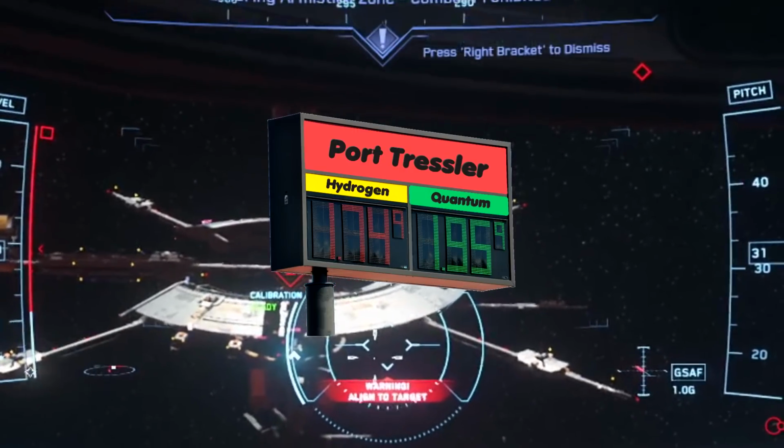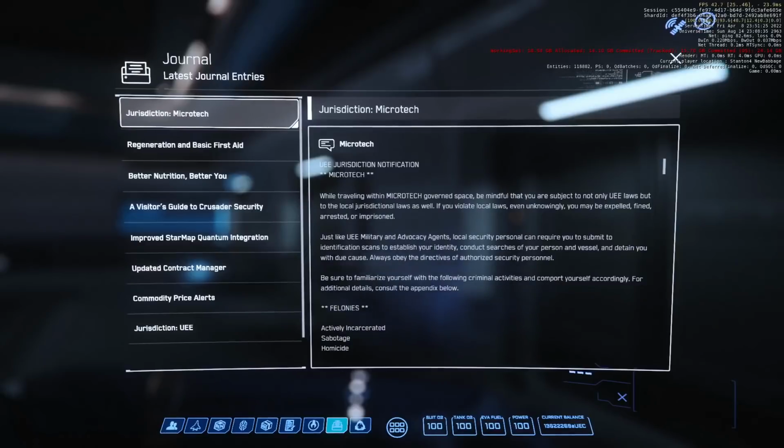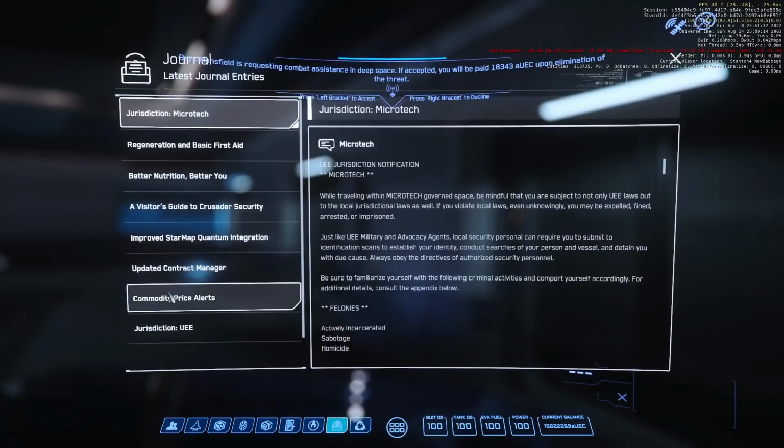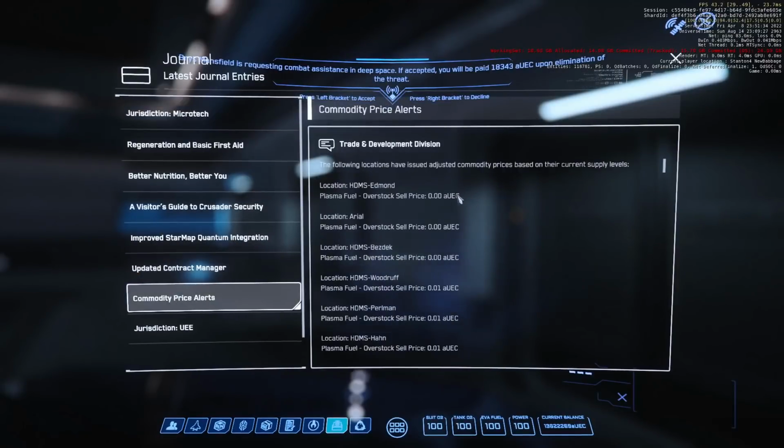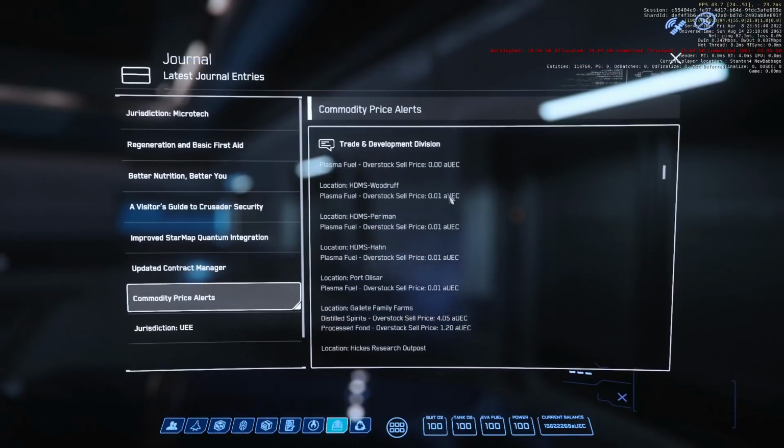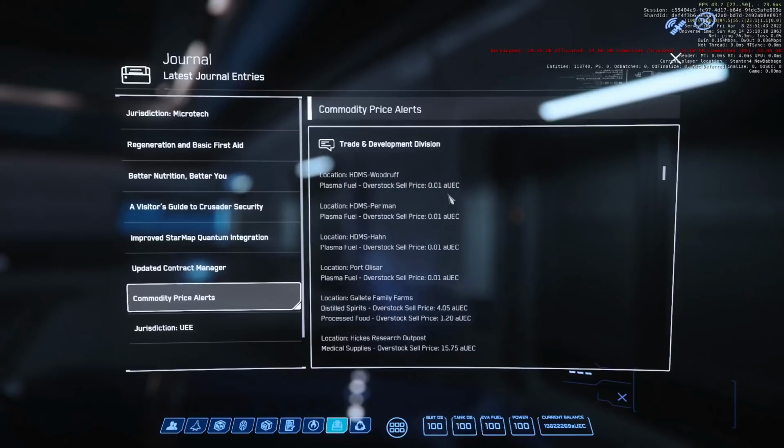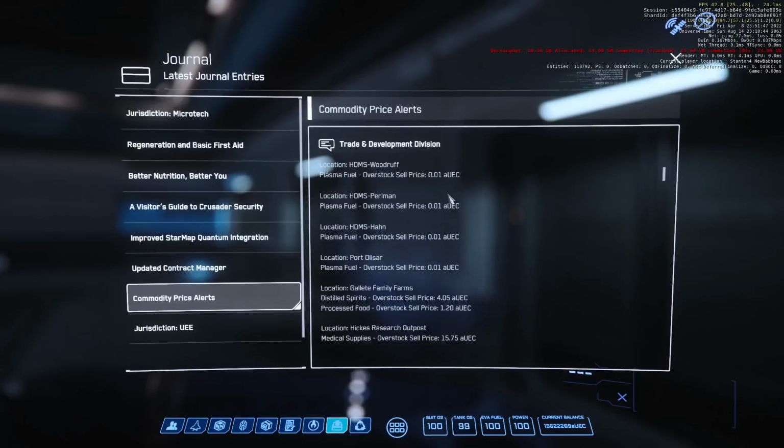But there is, in fact, a little thing that can help, but at least in 3.17p, it is a little better than useless. And that is the commodity price alert, which does include alerts for plasma fuel, which apparently is the same, or at least related, to hydrogen fuel. It is not, like everything else on the commodity price alert, something that you go to the admin office and buy from a trade terminal. No, it is what you're going to be paying at the pump.